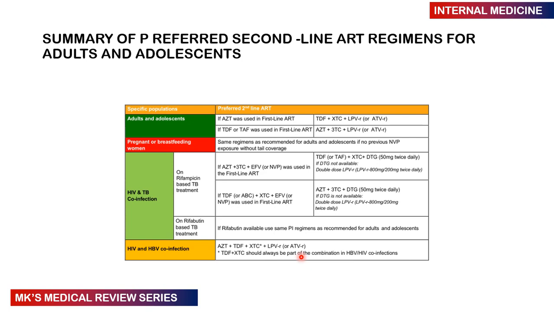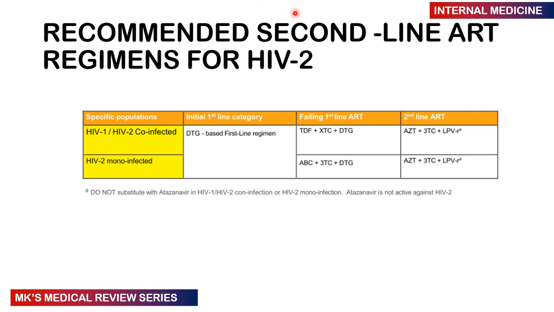Now, here are the recommended second line regimens for HIV type 2. If they were initially on a DTG based regimen, either TDF, XTC, and DTG, or ABC, 3TC, and DTG, then you switch them to AZT, 3TC, and boosted Lopinavir. Remember that boosted Lopinavir is active against HIV type 2. It's actually one of the only protease inhibitors that's active. Atazanavir is not going to be active against type 2 HIV.